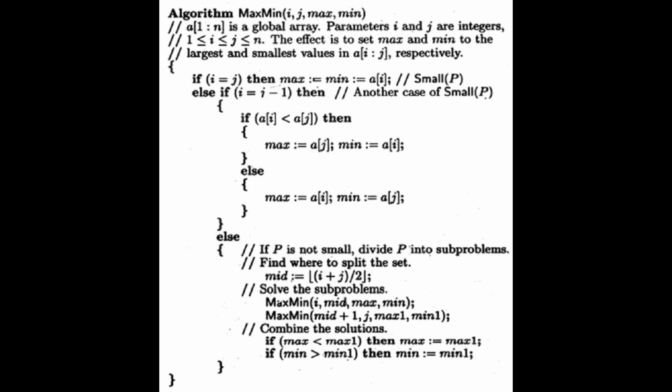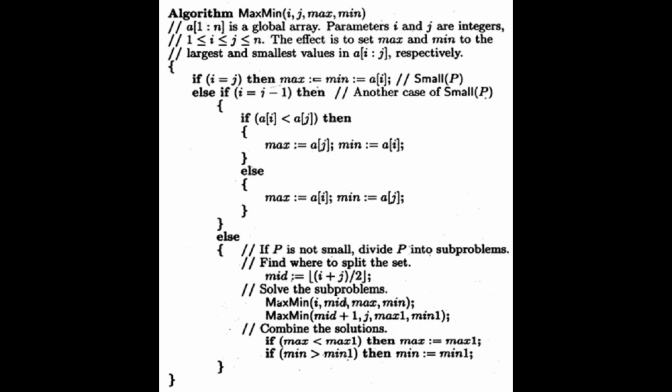Parameters i and j are integers. 1 is less than or equal to i, so i should be greater than or equal to 1, and j is less than or equal to n. That is, 1 ≤ i ≤ j ≤ n. The values of i and j are in between 1 and n.